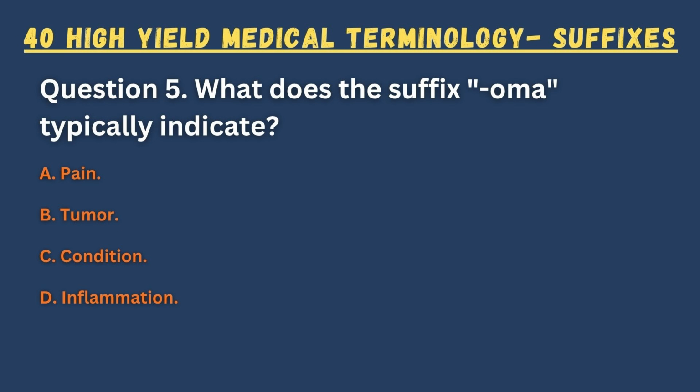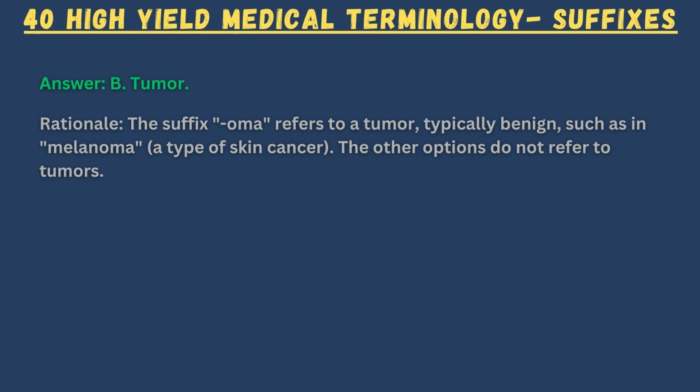Question 5. What does the suffix oma typically indicate? A. Pain. B. Tumor. C. Condition. D. Inflammation. Answer: B. Tumor. Rationale: the suffix oma refers to a tumor, typically benign, such as in melanoma, a type of skin cancer. The other options do not refer to tumors.